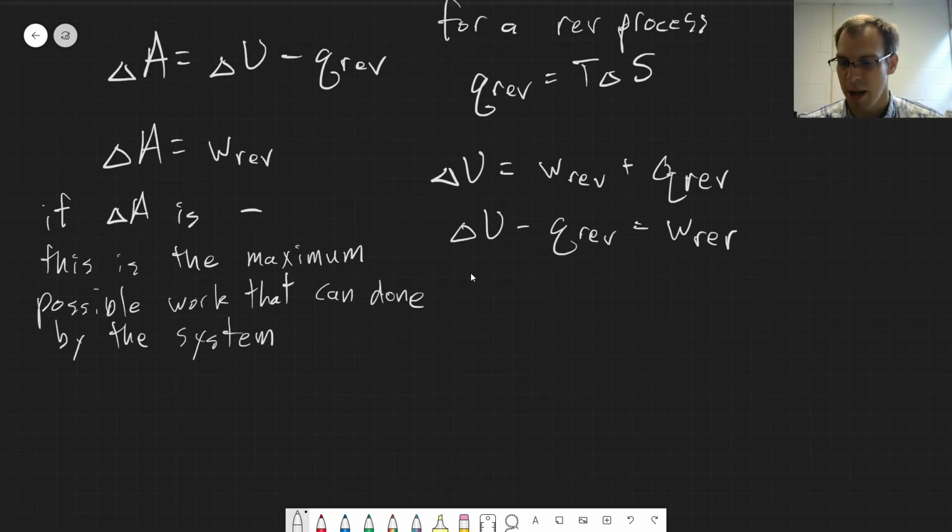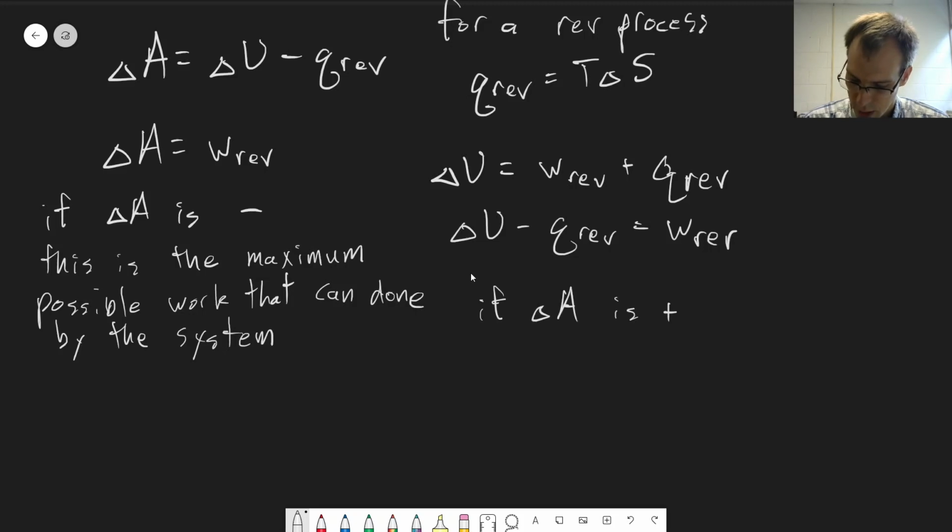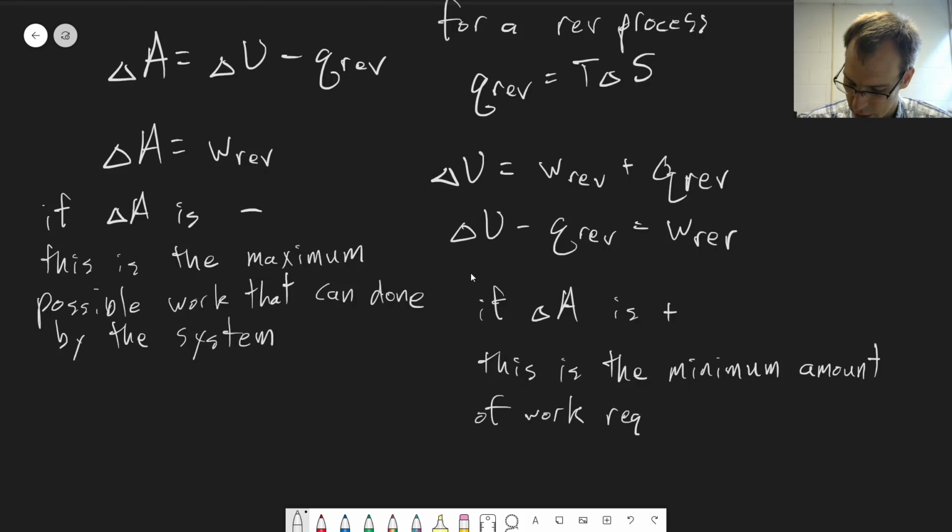Alternatively, if delta A is positive, now we would have to put energy into the system to get whatever process we're considering to happen, and this is the minimum amount of work that would be required to drive that process. So this is the minimum amount of work required. This would have to be work done on the system, since it's positive, to drive the process.